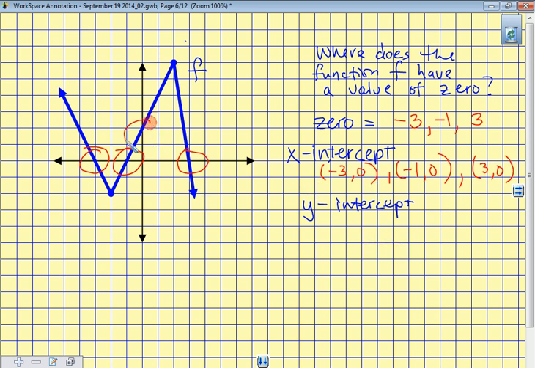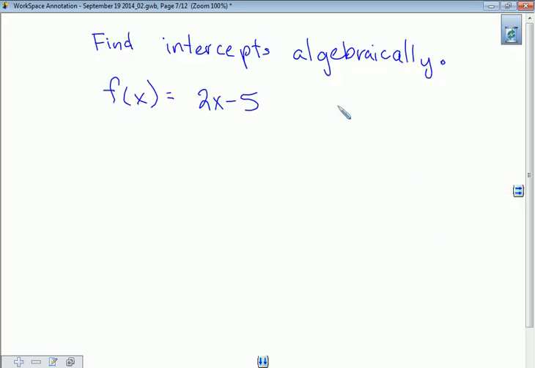All right, the y-intercept right there is (0, 2). Any questions? All right, how would we find the intercepts algebraically?